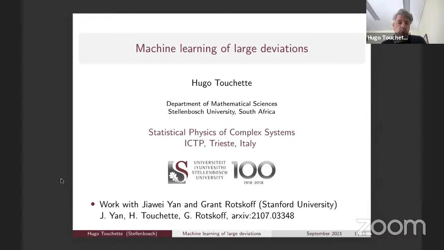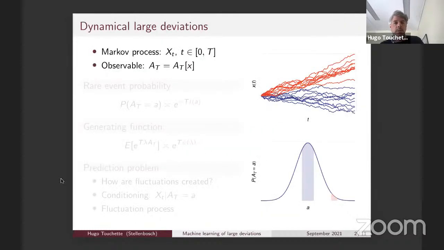I want to present some work that I've done recently with Yeve Jan and Grant Bruskoff from Stanford on combining some tools from machine learning to estimate large deviation functions. This is the reference there, which I'll be describing. It's been submitted recently. I'll start with the context.